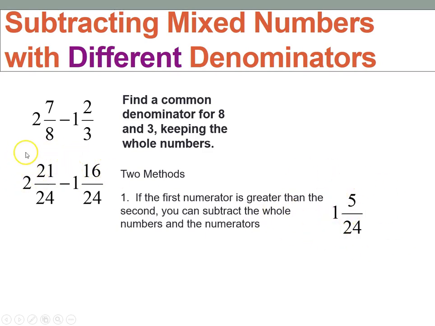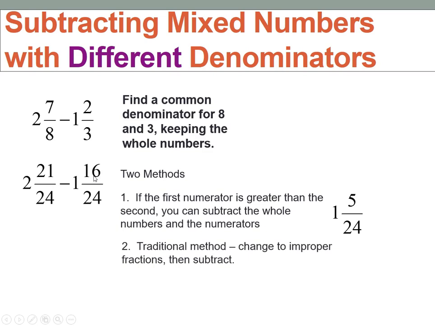Now, you're not always going to have the first number be greater than the second number. And in that case, you're going to need to use the traditional method, which is changing them to improper fractions and then subtracting. So let's change these to improper fractions. I know we've been doing that the last few days. We have 24 times 2 is 48 plus 21, so that's going to be 69 over 24, minus 24 times 1 plus 16, that's 40 over 24. So now I can subtract my numerators. My denominator stays the same. And I have 69 minus 40 is 29 over 24.